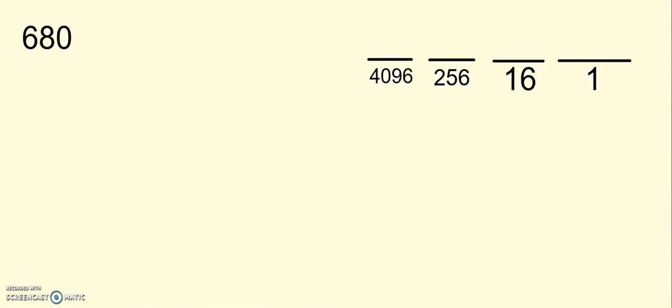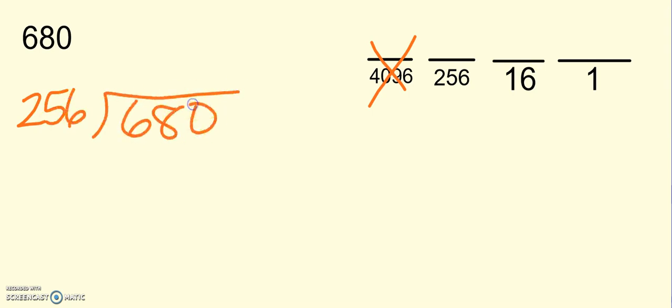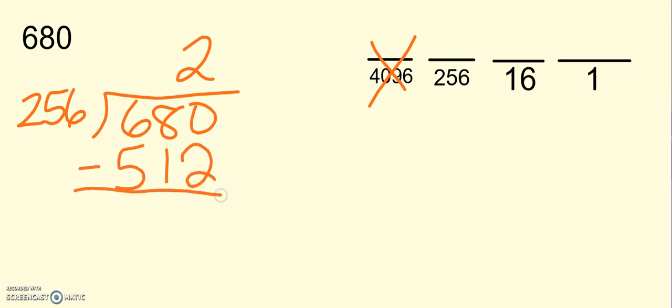Alright, the next number that we're going to do is 680. Taking a look at our place values, 4096 is larger than 680, so we're not going to use that. The first place value we're going to use is 256. So 256 goes into 680 how many times? It'll go in twice. Now, 256 times 2 is going to be 512. So let's subtract 512 from 680, and I get 168.